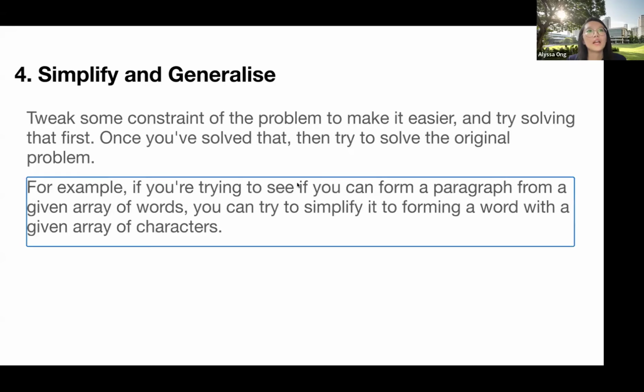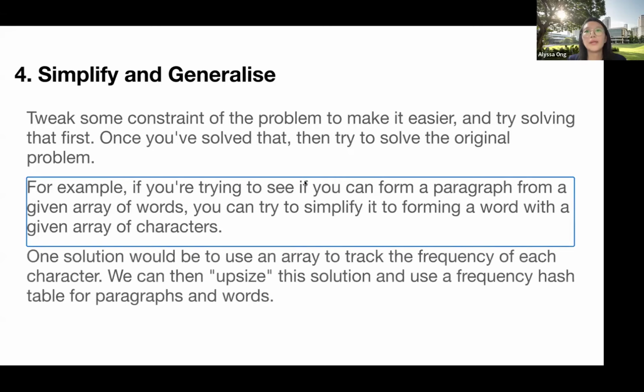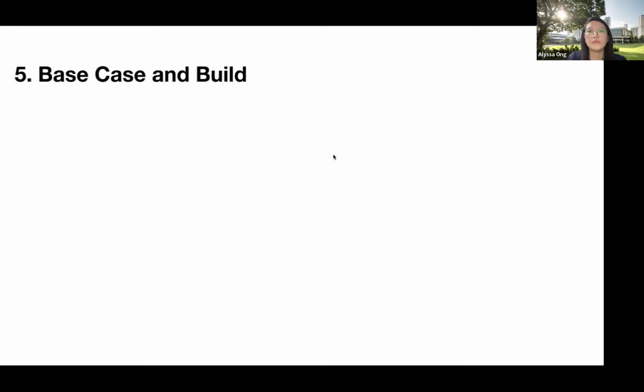So for example, if you're trying to form a paragraph from a given array of words, you can try to simplify it to forming a word with a given array of characters. Then you can create a solution where you use an array to track the frequency of each character, which is your approach to the simplified problem. And now you can upsize this solution and make it more generalized to use a frequency hash table for paragraphs and words. And this is how you can employ simplification and generalization to design a more optimal solution.